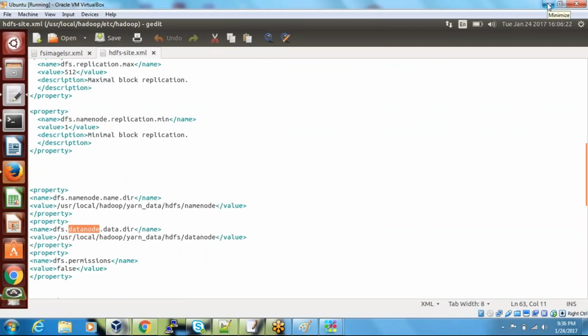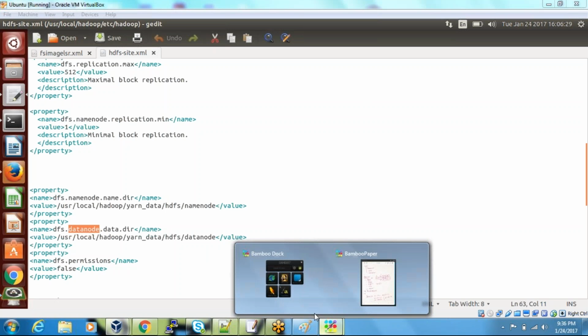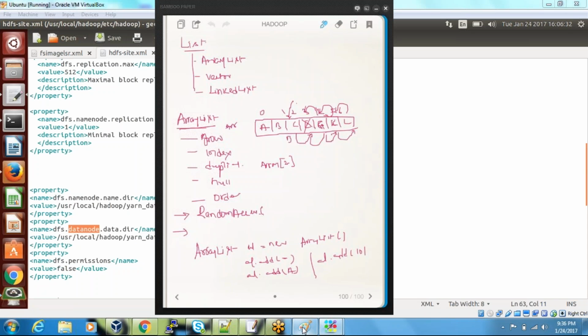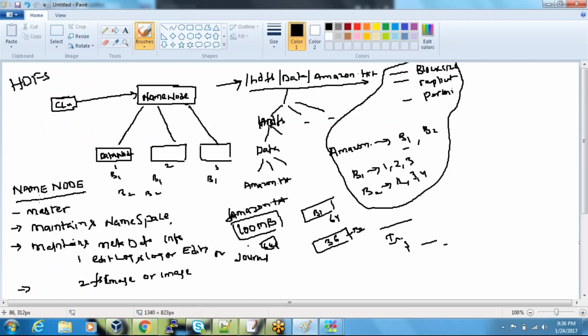So what we were discussing, about the roles and responsibility of the name node. Okay, so let's go back to that. The first role is a master, and he maintains the namespace and metadata information, and the metadata information will be maintained in the form of edits and fsimage. So what is edits, what is fsimage, we will see in detail at a later point of time. At this point, don't worry about it much as of now.